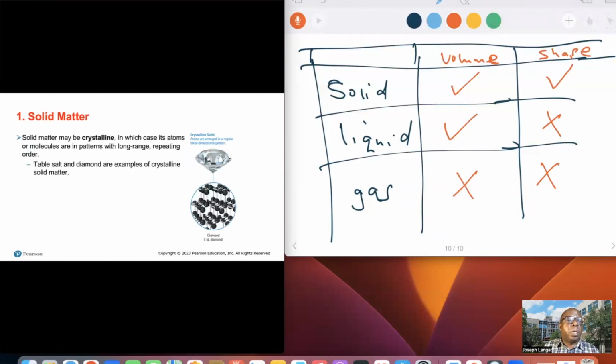Solid matter may be crystalline, may be amorphous. The slide here is just to illustrate what is meant by amorphous, and crystalline means it has a regular shape. This one has an irregular shape. That's what is meant by amorphous. They do not have any long range order. So for diamond, there is a crystalline regular pattern, but for glass, it's amorphous.